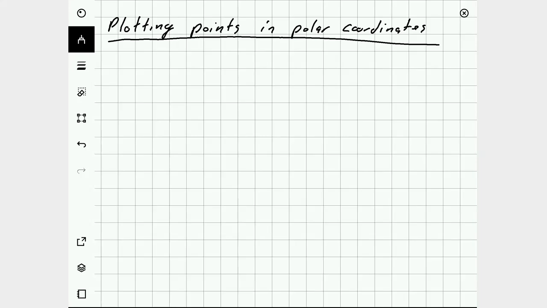Plotting points in polar coordinates. We've seen in our discussion of vectors that, describing where a point is in two-dimensional space as the terminal point of a vector, we can either talk about its components, its x and y coordinates, or we can talk about its magnitude and direction. The idea of polar coordinates is to use the magnitude and direction to define the point.